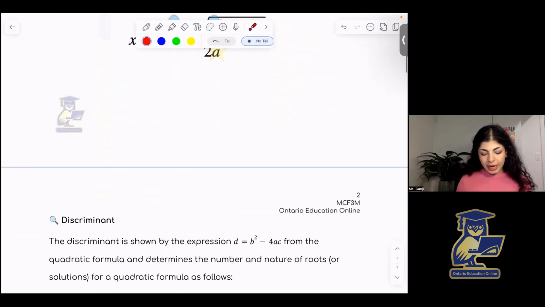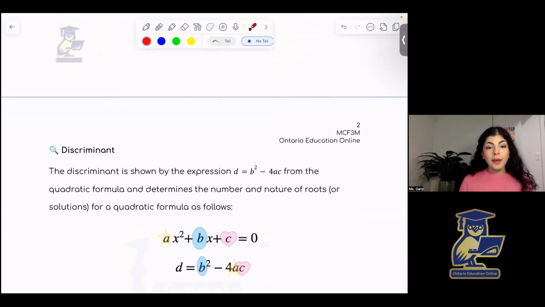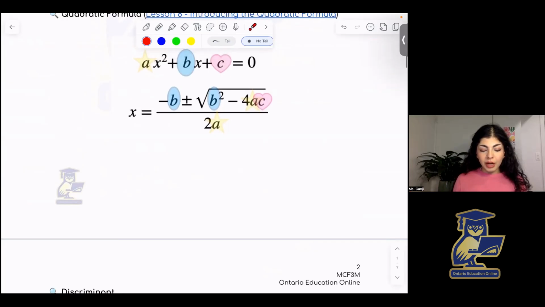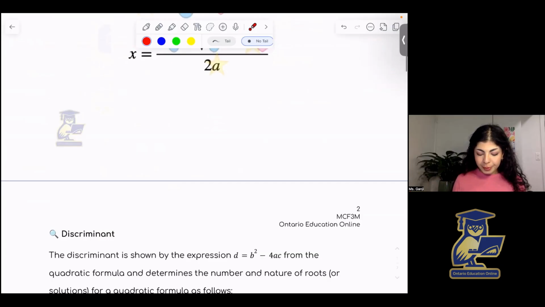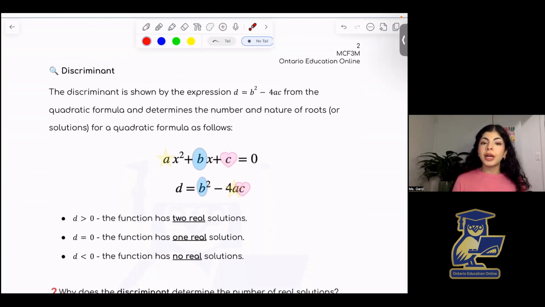Now we're getting introduced to the discriminant. The discriminant is shown by the expression d is equal to b squared minus 4ac. That should be familiar to you because it was from over here, we see that b squared minus 4ac. It's from the quadratic formula, and it helps us determine the number and nature of roots, or the solutions, of a quadratic equation. So what does the number and nature of roots mean?